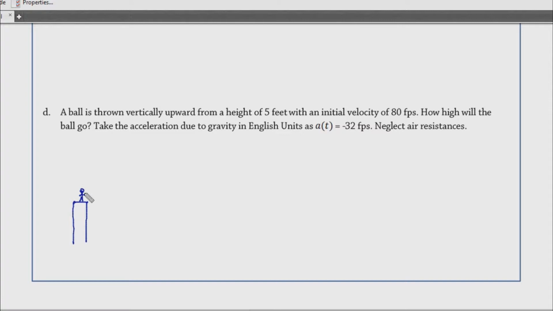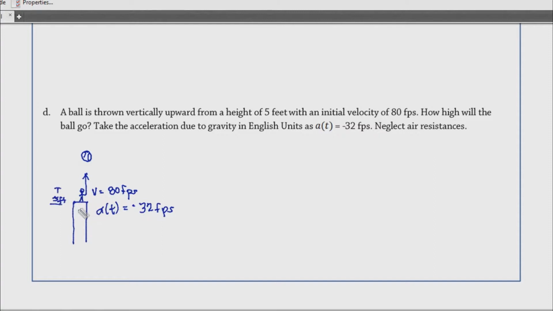So, upward niya tinapon. So, from this 5 feet and then, pataas yung ball natin. So, ganyan. Okay? So, ito yung ball. Malaki pa sa ulo niya. So, anyway, the velocity here is 80 feet per second. Now, how high will the ball go? Take the acceleration due to gravity in English unit, that is a of t is equal to negative 32 feet per second squared. Now, syempre, na-neglect natin ang air resistance.